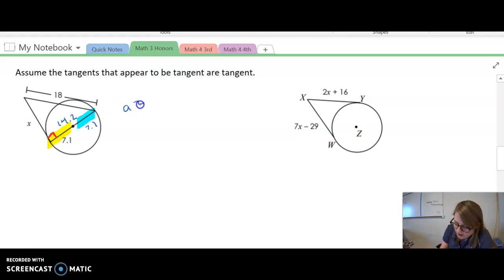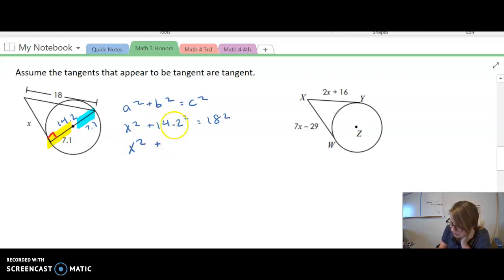Alright, so let's set up our Pythagorean theorem. So a squared and b squared, remember those are the legs that are connected by the right angle. So we have x squared plus 14.2 squared is equal to 18 squared. Alright, so let's simplify those squareds. So bringing down x squared, we have 14.2 squared, which is going to be 201.64. 18 squared is going to be 324.